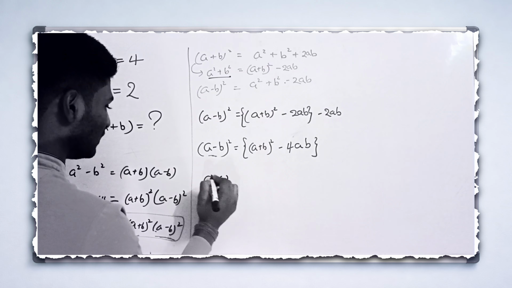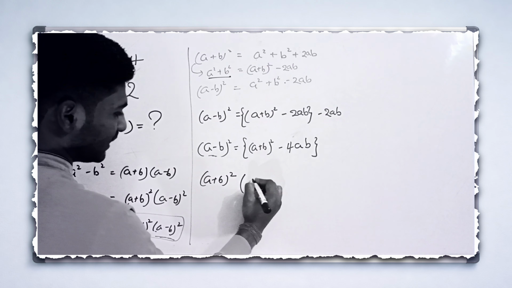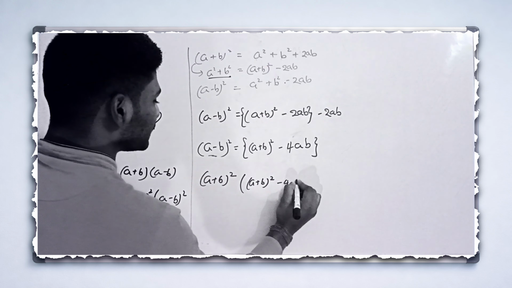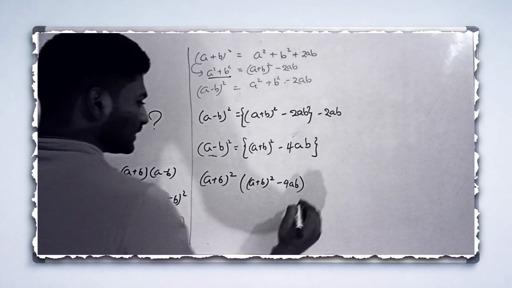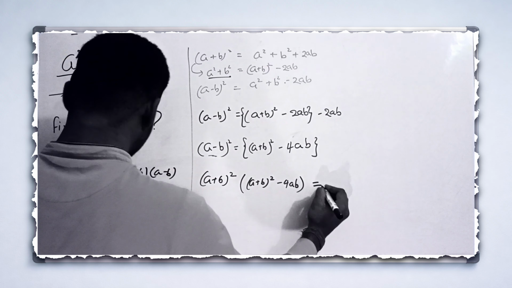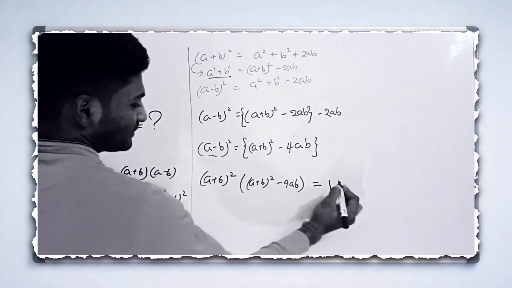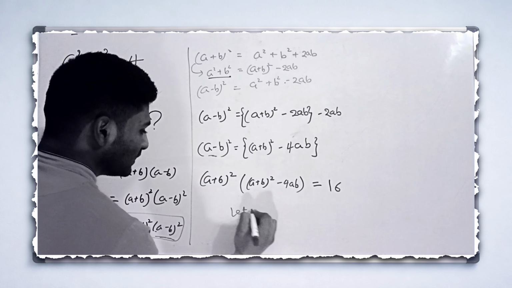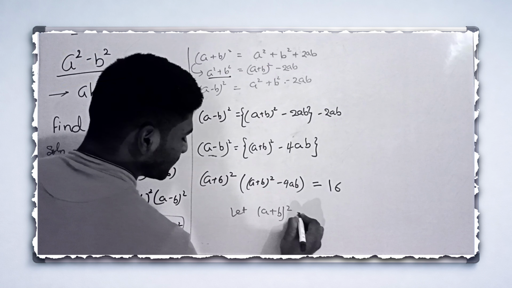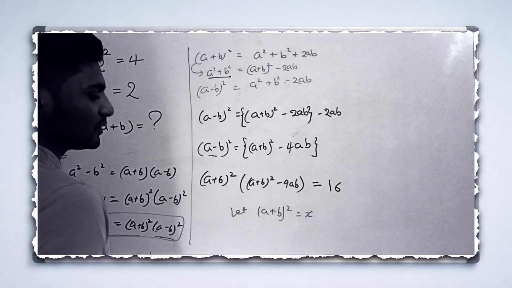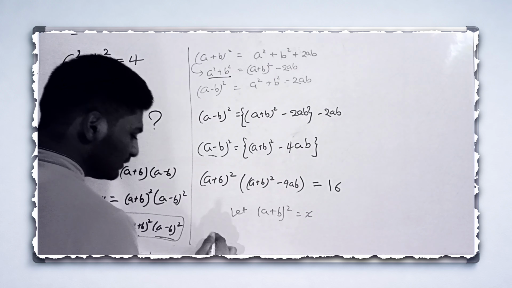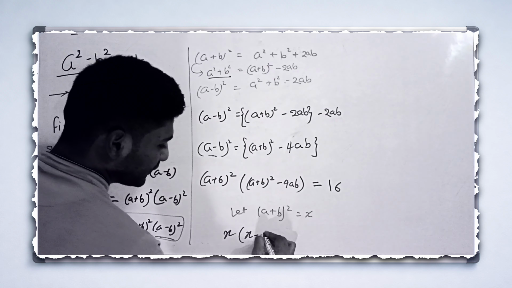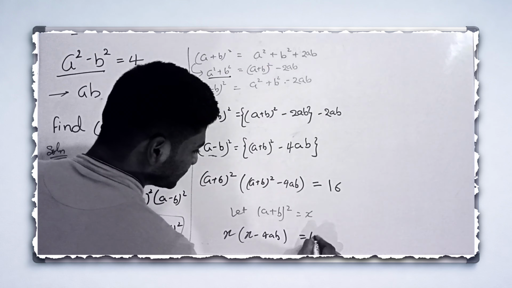a plus b whole square times a plus b whole square minus 4ab is equal to 16. Now let a plus b whole square be equal to x. So when we put this value here, we get x times x minus 4ab is equal to 16.